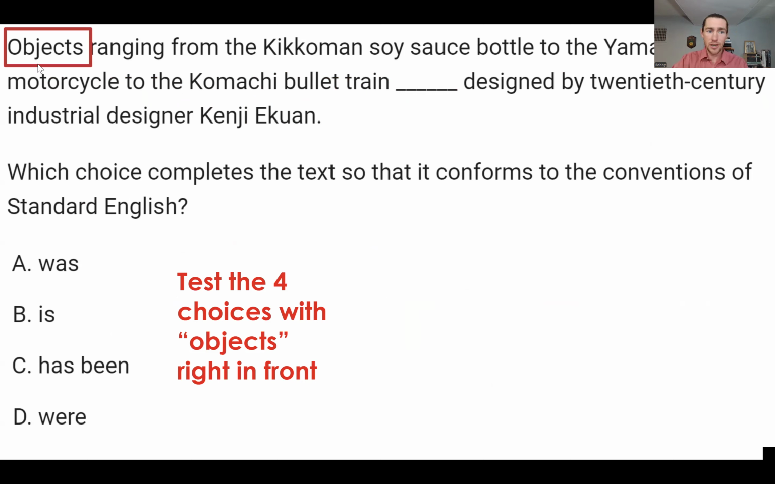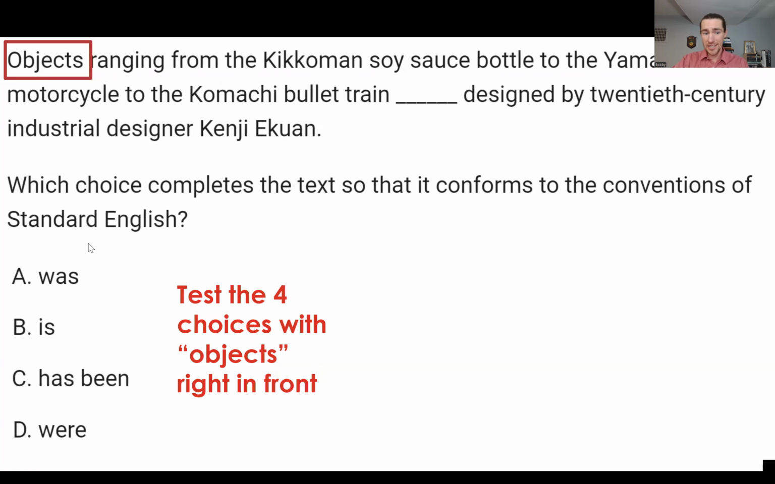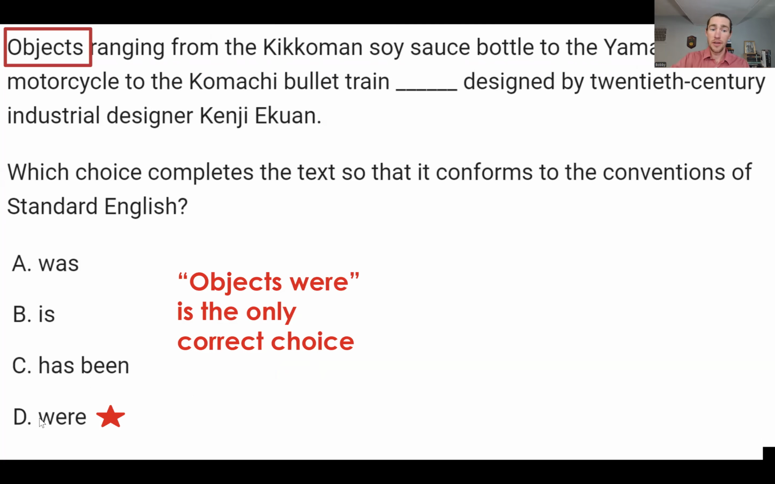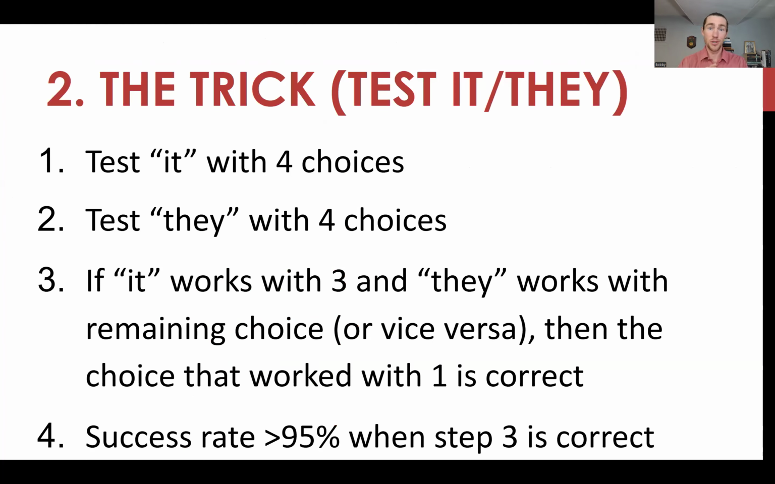First, we have objects was, then objects is, objects has been, and objects were. In this case, objects were is the only correct sounding answer. The other 3 do not work. Therefore, objects were reveals that D is the right answer. This grammatical approach requires that you find the subject, which can be tricky. So let's look at the other approach, which is a trick.